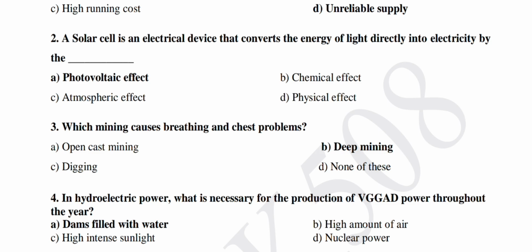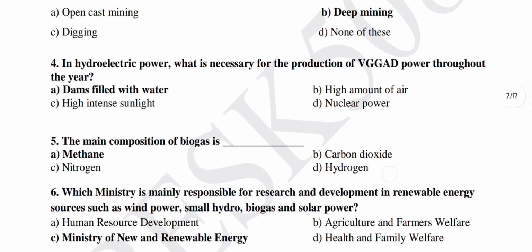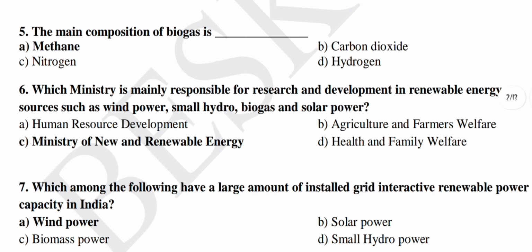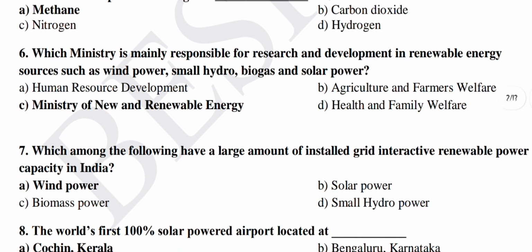Which mining causes breathing and chest problems? Deep mining. In hydroelectric power, what is necessary for the production of power throughout the year? Dams filled with water. The main composition of biogas is methane. Which ministry is mainly responsible for research and development in renewable energy sources such as wind power, small hydro, biogas and solar power? The answer is the Ministry of New and Renewable Energy.